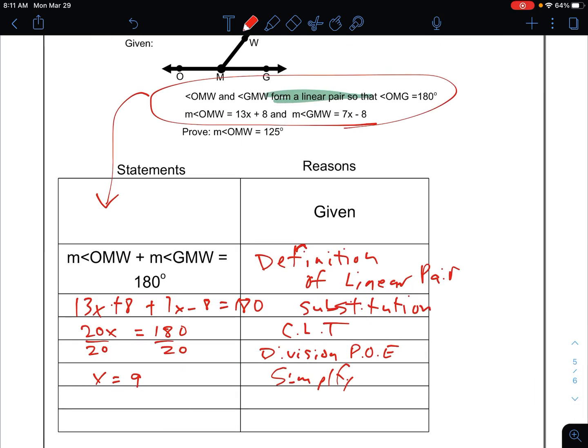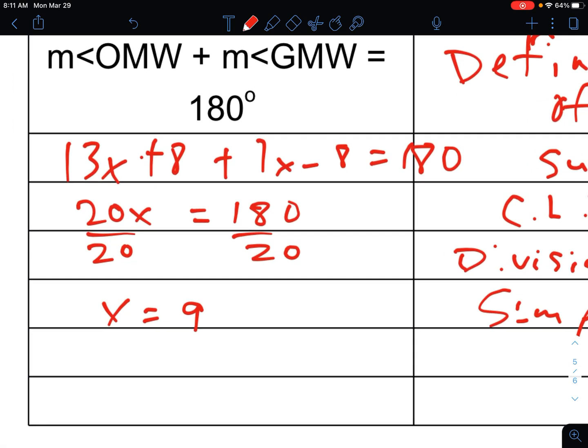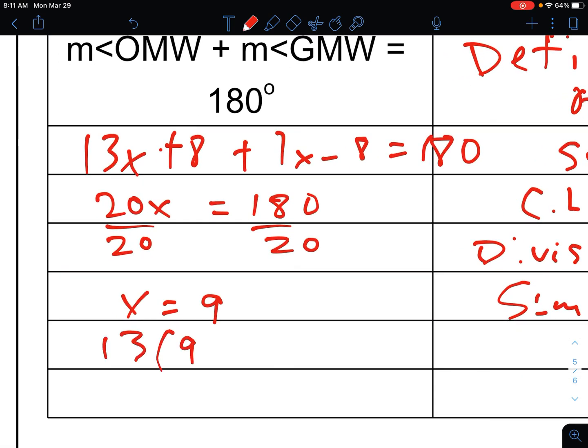And then we got to prove OMW is 125. So 13 times 9 plus 8.